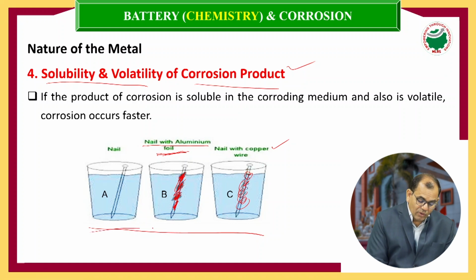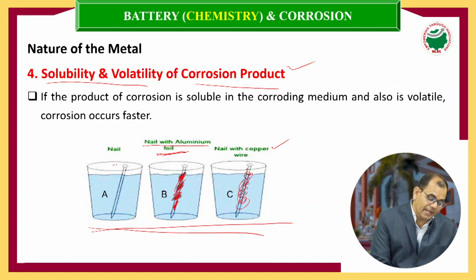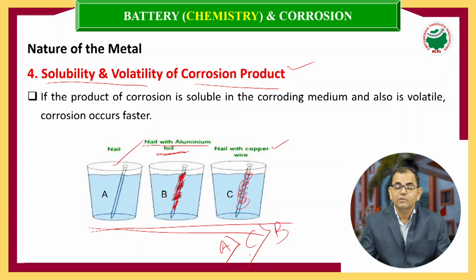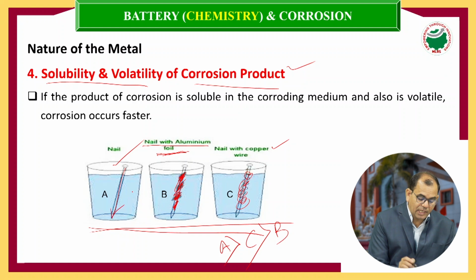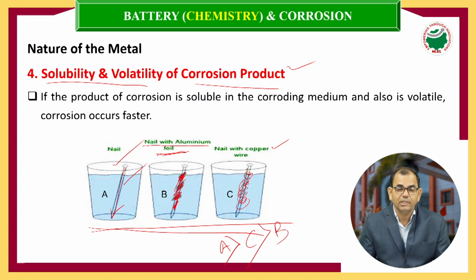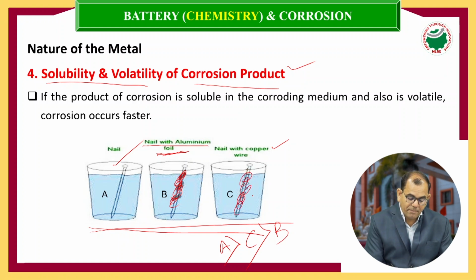So, now tell me, in which glass does the nail get more corrosion? Obviously, the answer is A. A is greater than C is greater than B. Okay, why? Because in A case, the nail is completely exposed. There is no coverage on the surface of the nail. It is completely dipped into the salt water or any normal water or atmospheric condition. So, there is no protecting layer for the A case nail. Whereas in the B case nail, there is aluminum foil wrapping, that means a protecting layer is there. Whereas in the C case, there is a copper wire wrapped on the surface of the nail. So, that is also a kind of protection.